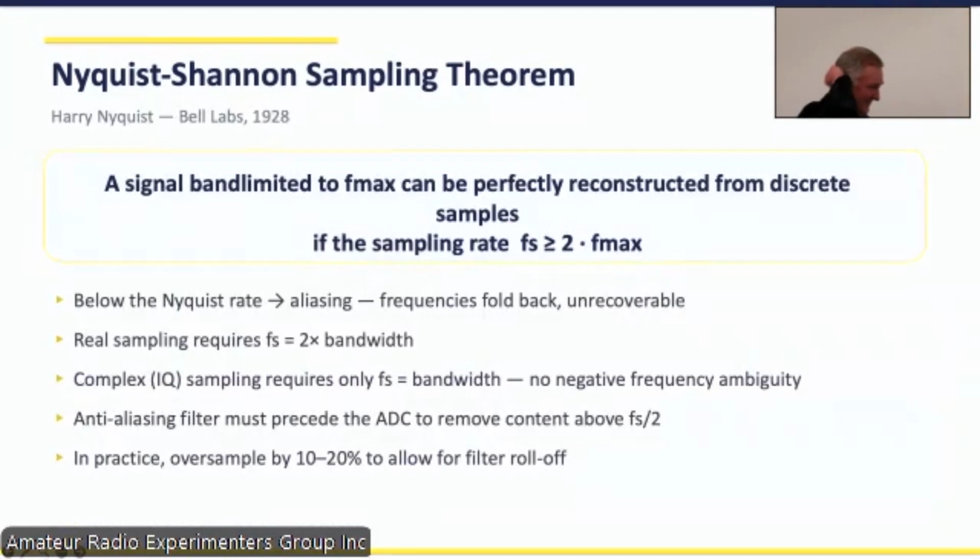Nyquist-Shannon theory. This is very important to understand the theory, but it's also got some limitations. So Nyquist said we want to monitor at about 2 times your frequency. That's correct for real sampling.